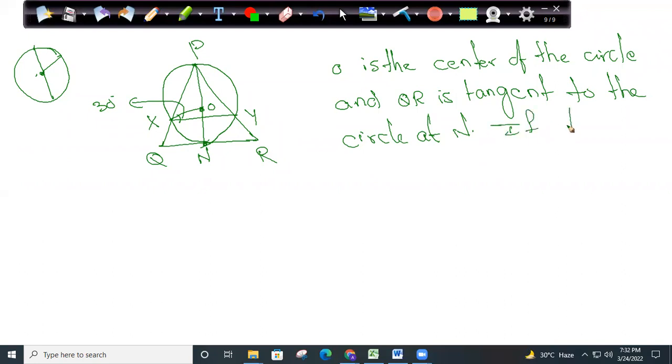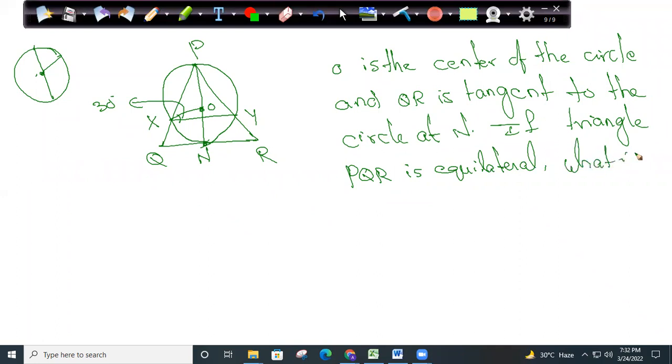If triangle PQR is equilateral, what is the ratio of PR by XY? Let me see how many of you can solve. I'm giving you 2 minutes. Your time starts now. Start. What is the ratio of PR by XY?